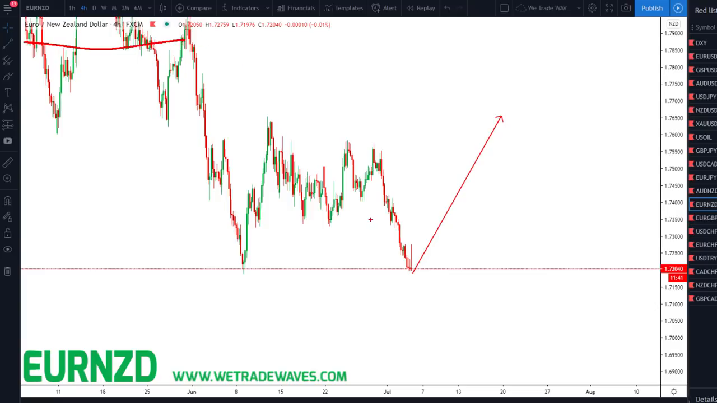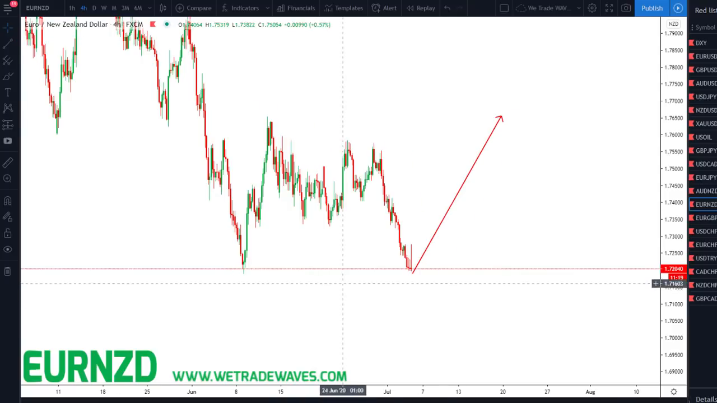Euro New Zealand, for this one, guys, we were expecting market to move up. Instead, it's moving down now. So what next? Are we going all the way down or will we be going to the upside again? We will be going to the upside again. Euro New Zealand, most of the times, it will break low and then will be going to the upside again.